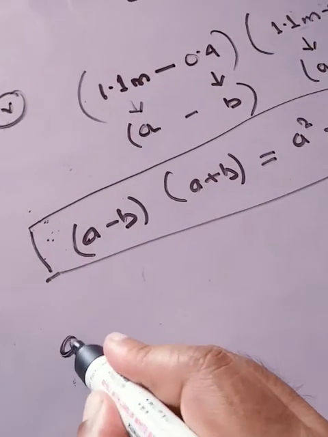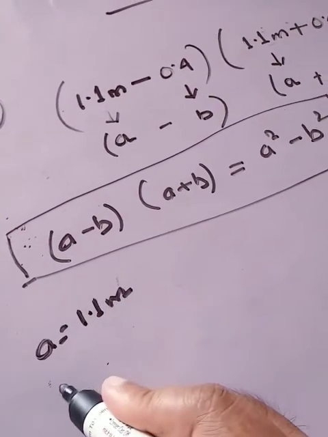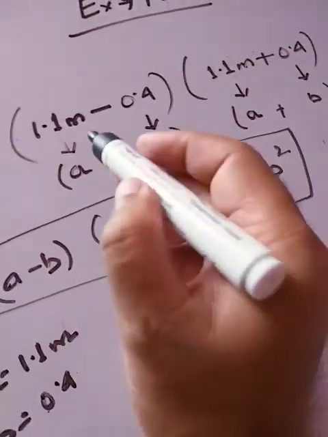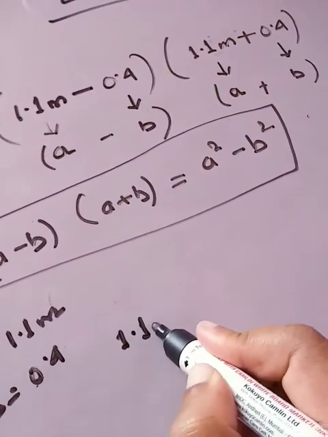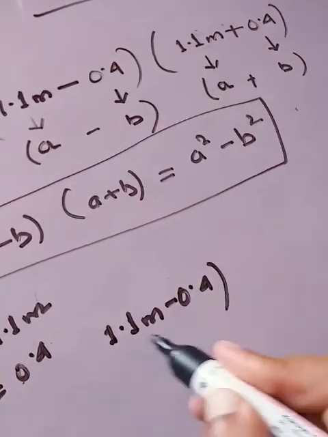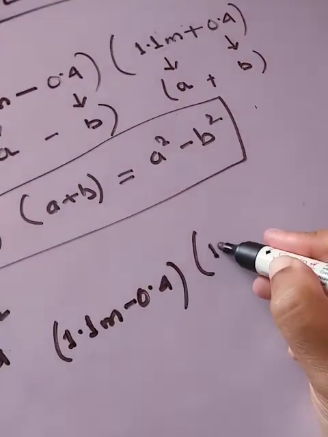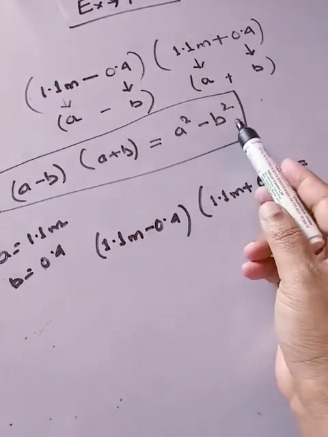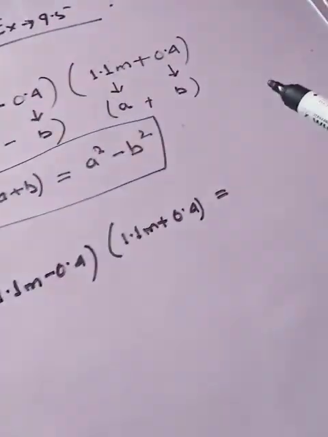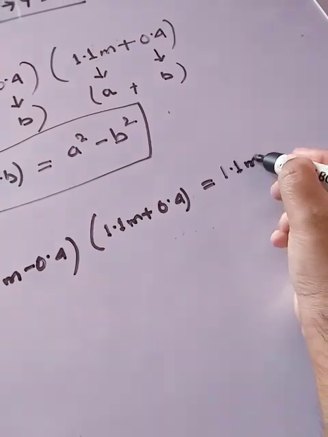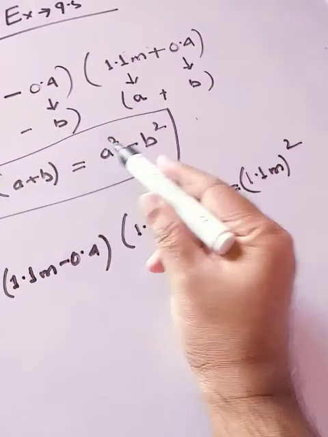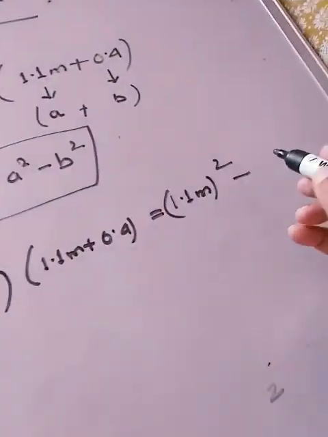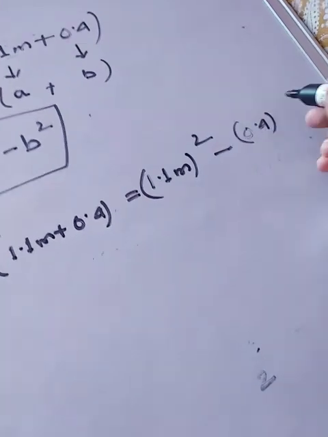So, what is a, students? A is 1.1 m, and b is considered as 0.4. So, what do we have to write? We will write this format again: (1.1 m minus 0.4)(1.1 m plus 0.4) equals a square minus b square. What is a? 1.1 m. So, we will write 1.1 m square, that is a square. Then minus b square. B is 0.4, so we will write 0.4 whole square.